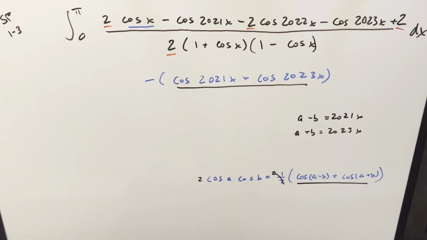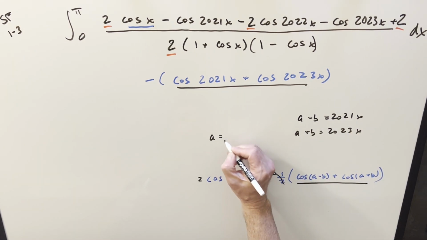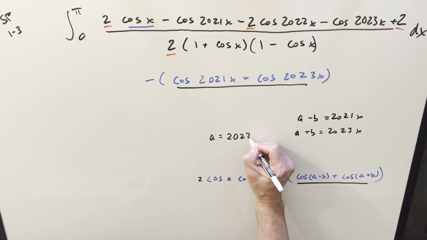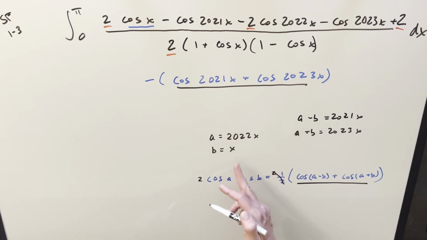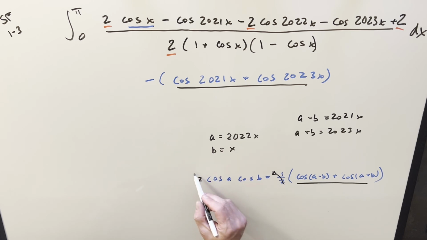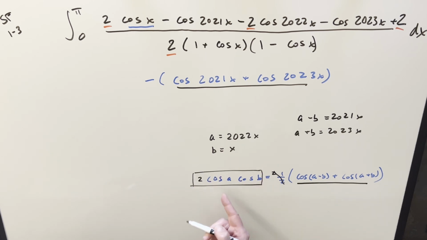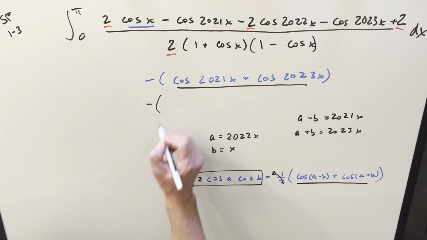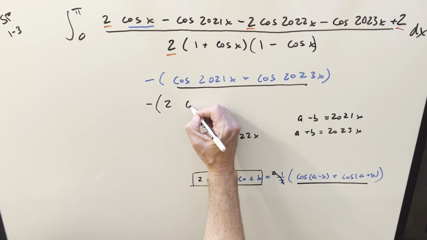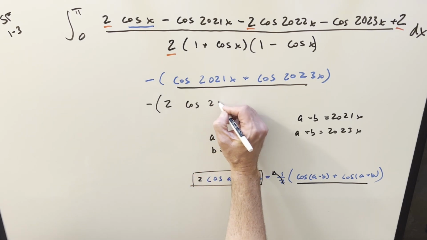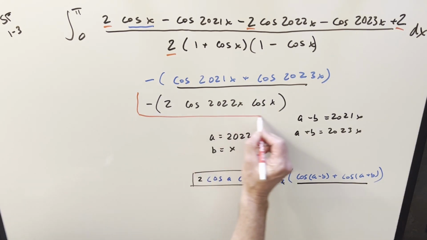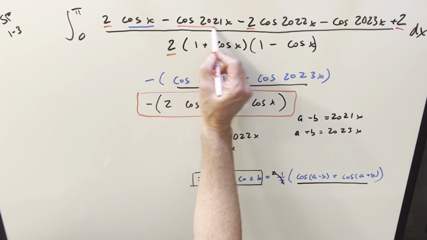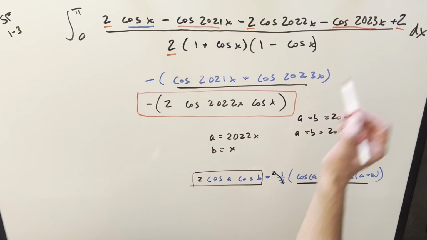We're saying we want A minus B to be 2021x, and we want A plus B to be 2023x. You can solve this little system however you want, but what's going to happen is A is going to be 2022x and B is going to be just x. So we can put it in this form, just filling in our A and B. This is going to become minus 2 cosine of the A value, 2022x, and the B value is just x. And we'll plug this back in for our cosine 2021x and cosine 2023x.